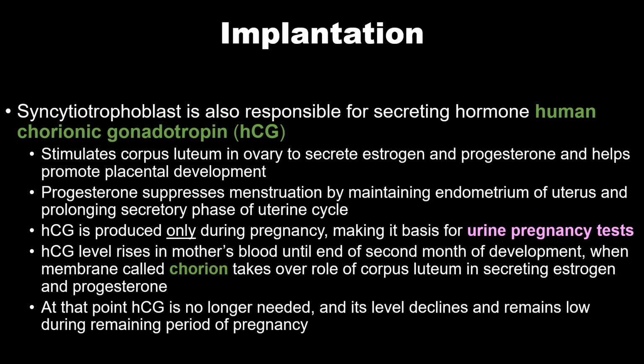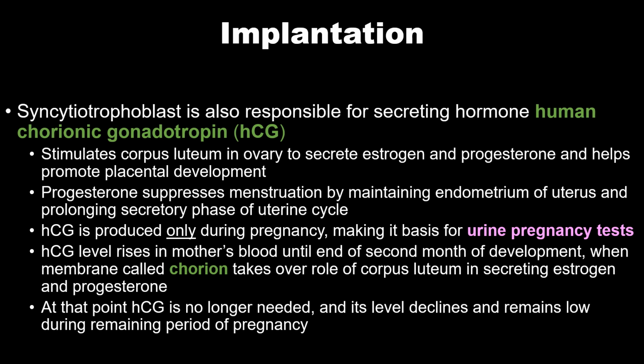And this stimulates that corpus luteum in the ovary to create hormones like estrogen and progesterone, and it helps promote placental development. The progesterone created manages to suppress menstruation by maintaining that uterus lining and prolonging the secretory phase. Some HCG is going to be secreted into urine, and that is where the basis for pregnancy tests comes from.